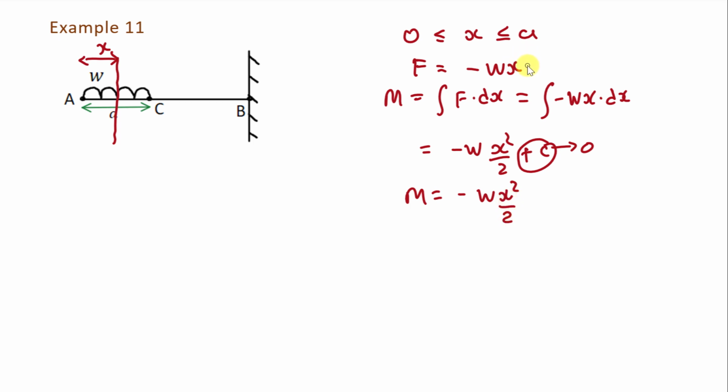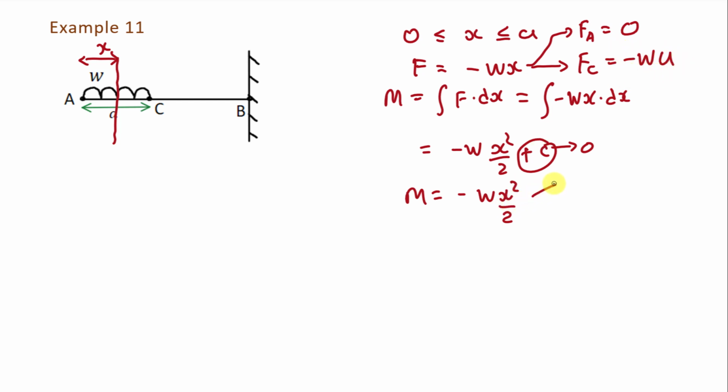From here, what will be the value of shear force at point A? At point A, x is equal to 0, and if we put x is equal to 0 here, then shear force will be 0. And what will be the value of shear force at point C? At point C, value of x is a. So we will put a instead of x. So it will be minus Wa.